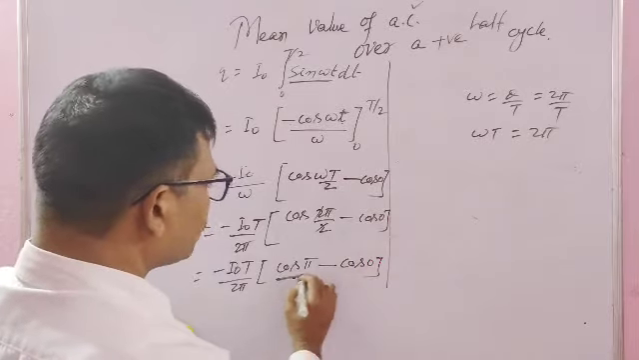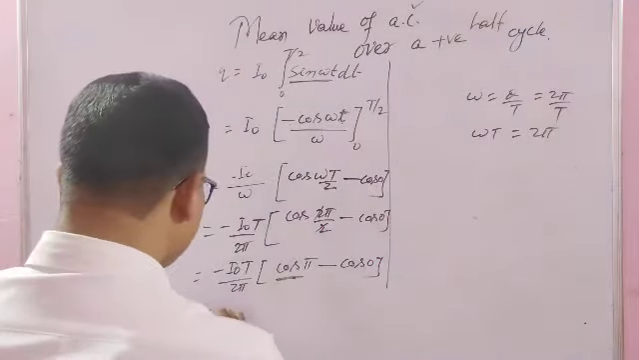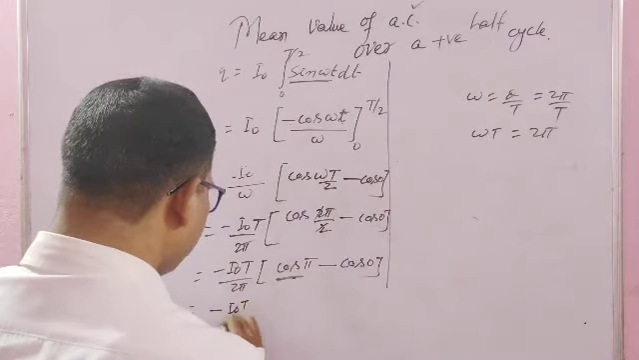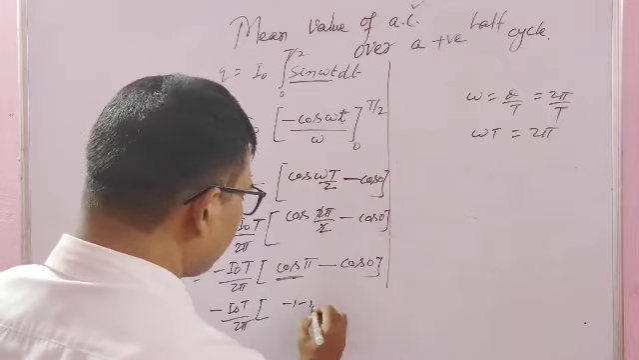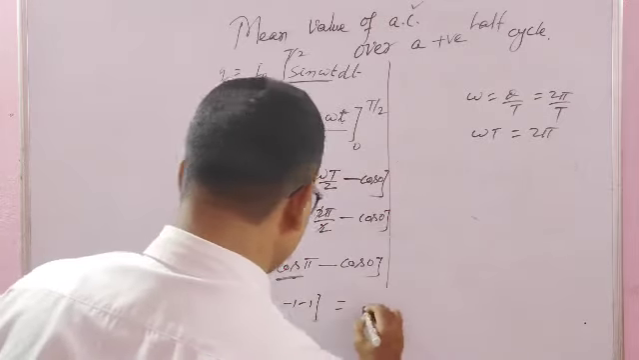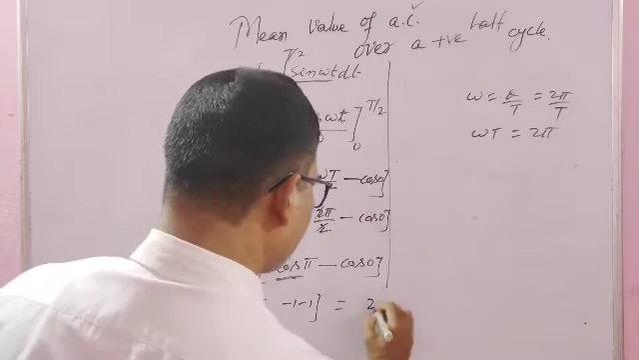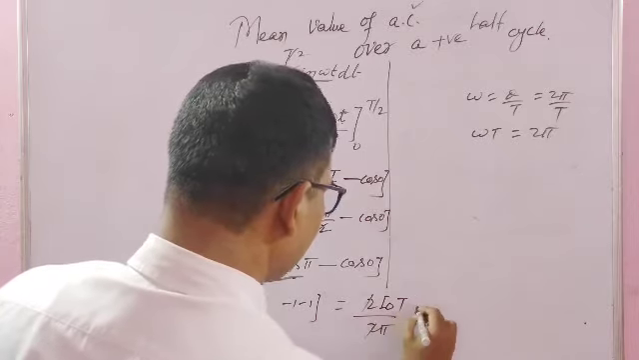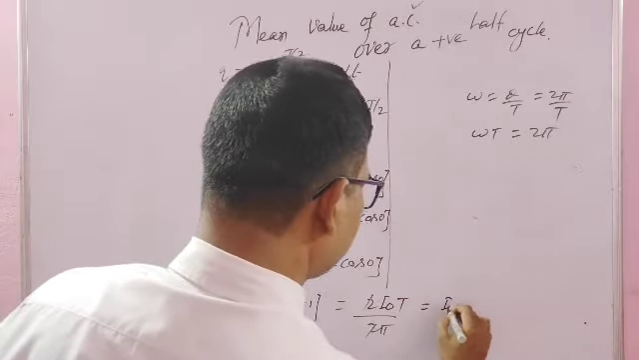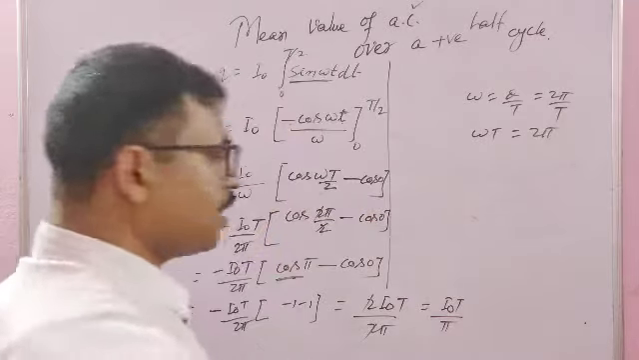Clear? It is how much? Cos pi is minus 1. So it is minus of I naught T by 2 pi, this is cos pi minus 1. This is minus 1. So you are getting minus of minus, plus, minus 2 into this one, 2 I naught T by 2 pi. So it is how much? I0 T by pi. Clear?